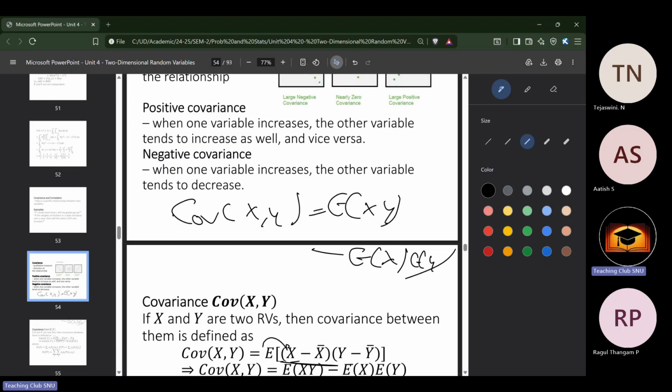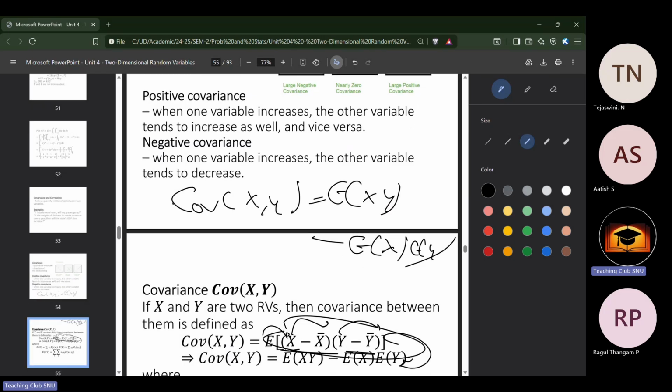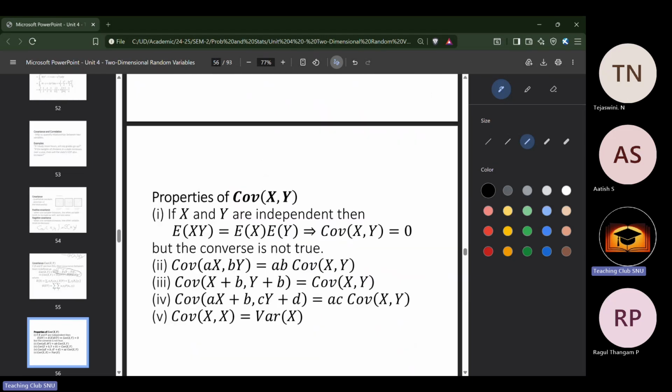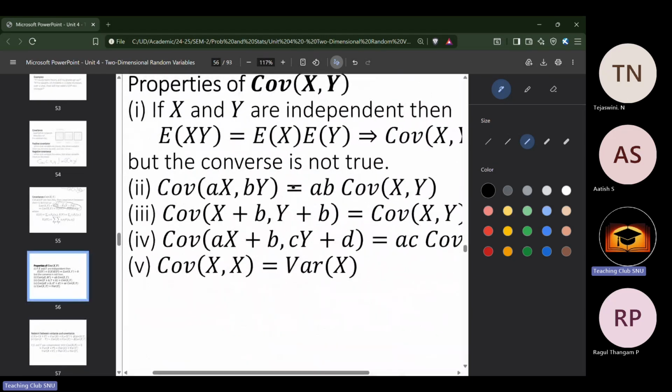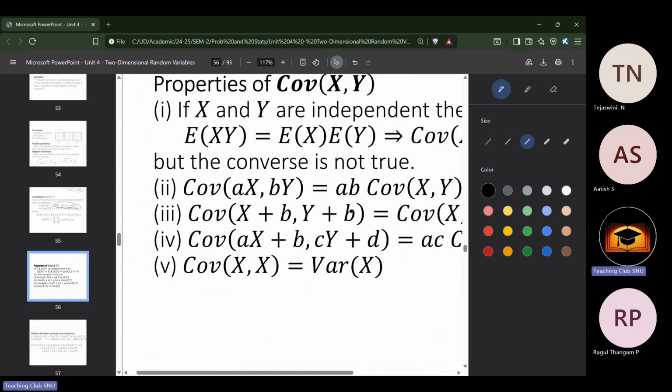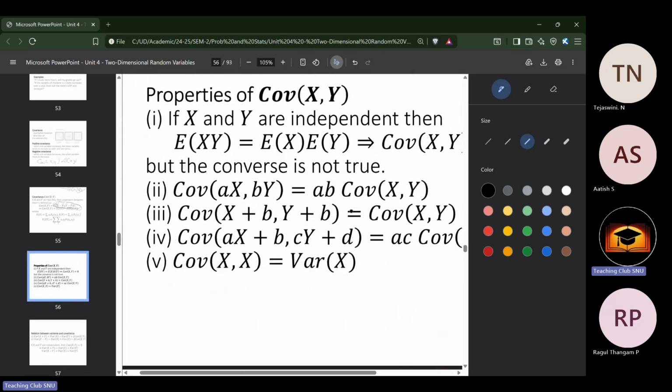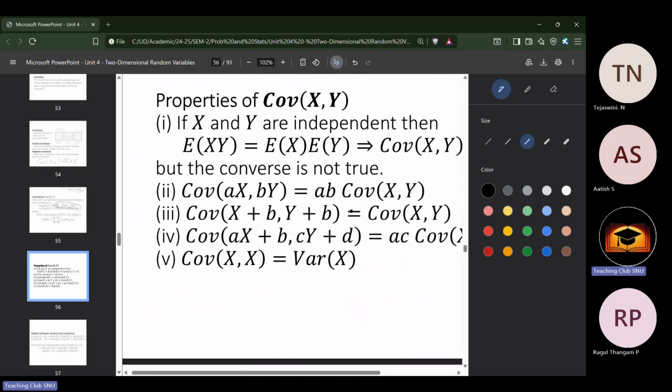Expectation of x minus x bar and y minus y bar. How x differs from its mean, how y differs from its mean, take the whole expectation. That you will arrive at something like this. Okay. So yes, you can see these properties, beautiful properties. Covariance of Ax, By, A and B will come out. Ax plus B, Cy plus D, B and D doesn't matter. It's the same as covariance of X and Y.